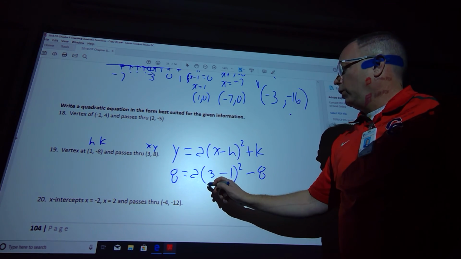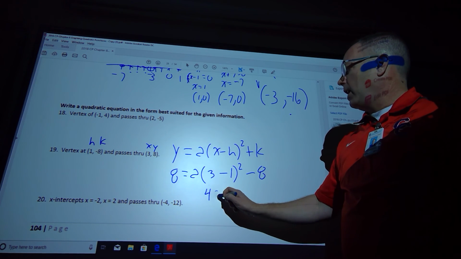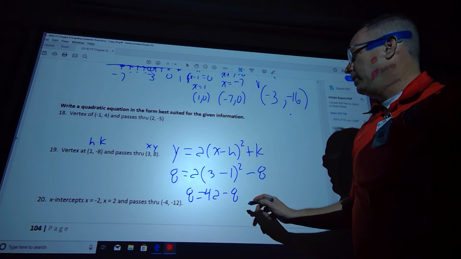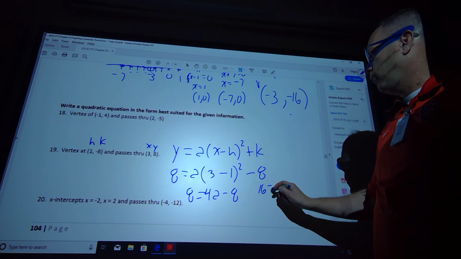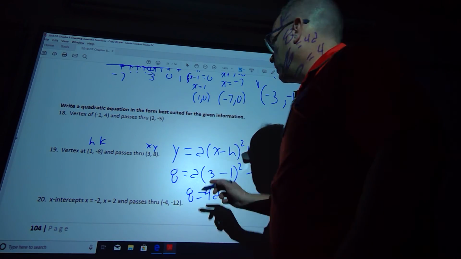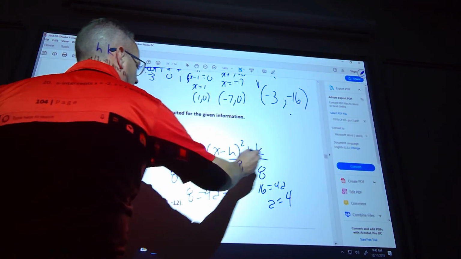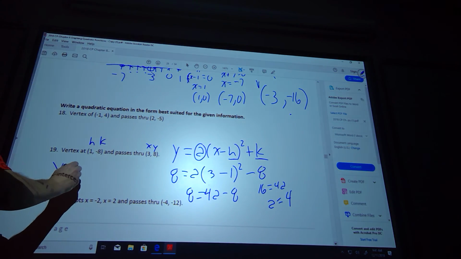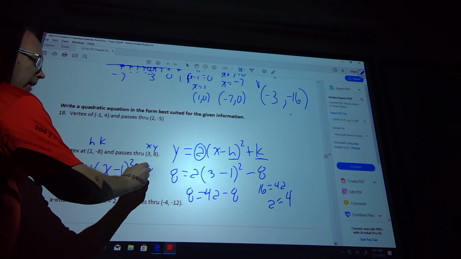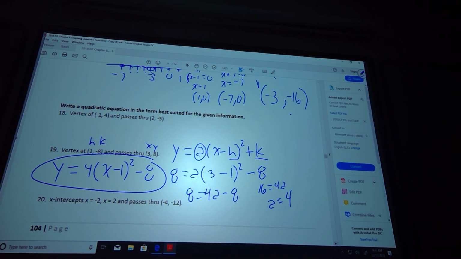3 minus 1 is 2, 2 squared is 4, so I get 4a minus 8 equals 8. Add 8 to the other side, so I get 16 equals 4a. So a is going to be equal to 4. So now I'm going to plug in for my a, my h, and my k, and that'll give me my equation. So y equals 4, x minus 1 quantity squared minus 8. That's your vertex form.